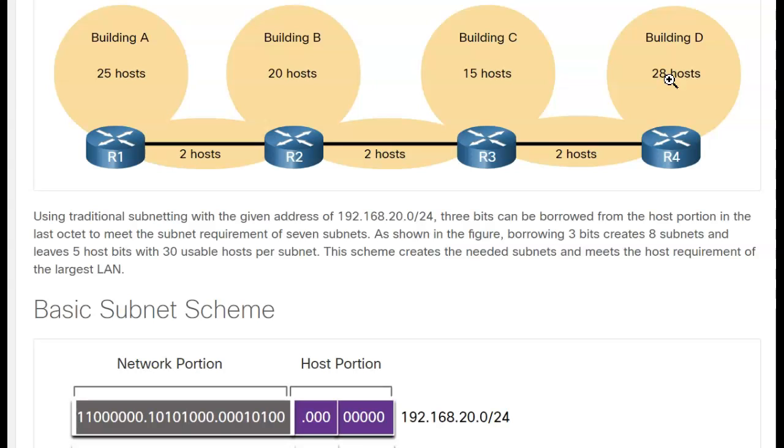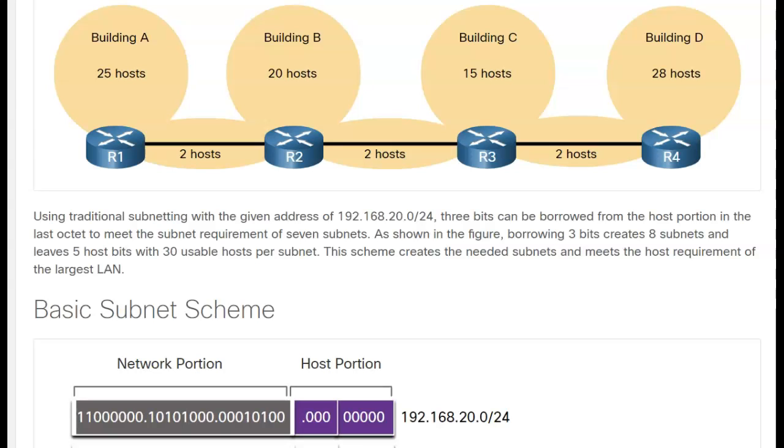Well, 128 is wasting too many, 64 is wasting too many, 32, I get 30 usable hosts. So that looks like the perfect candidate for me to borrow that many bits to make sure I can build subnets to fit the maximum number. So that's what we do. Since I'm looking at the size of my host portion, you say, okay, does it give me 32?